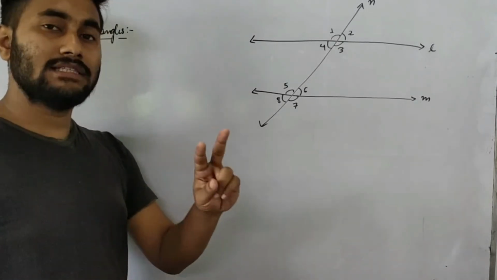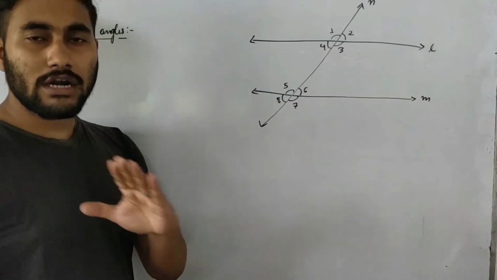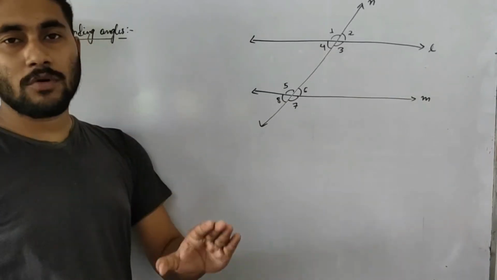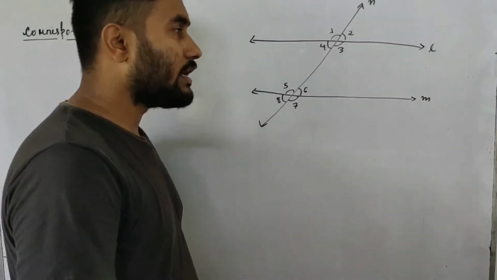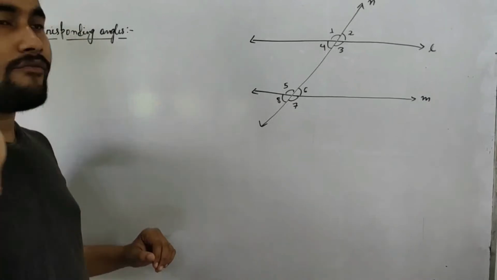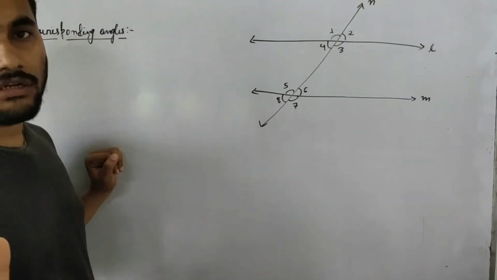Okay, when will these corresponding angles happen? Only if the lines are parallel. If it is not parallel, then corresponding angles and alternate angles are not happening. If it is not parallel, then no corresponding, no alternate. And if it is parallel, yes, there are definitely corresponding angles and alternate angles.